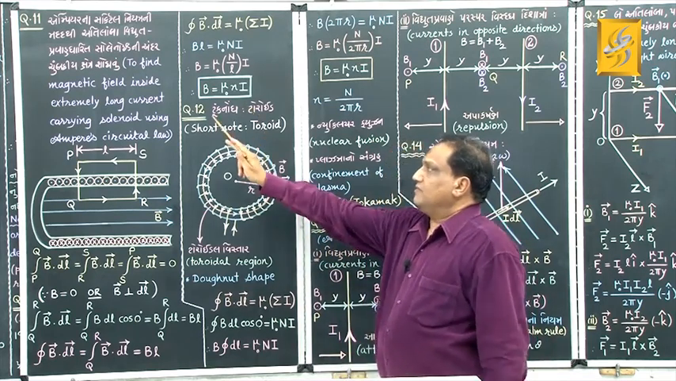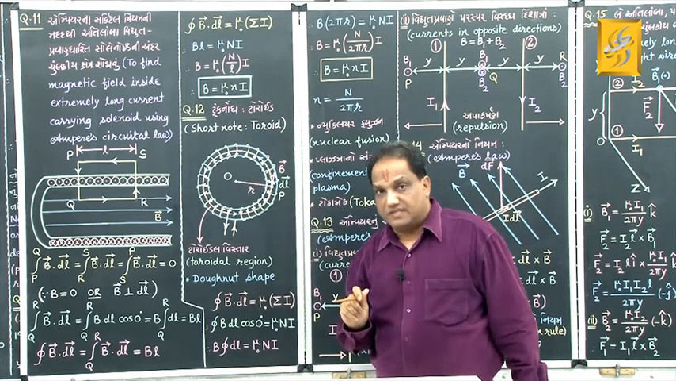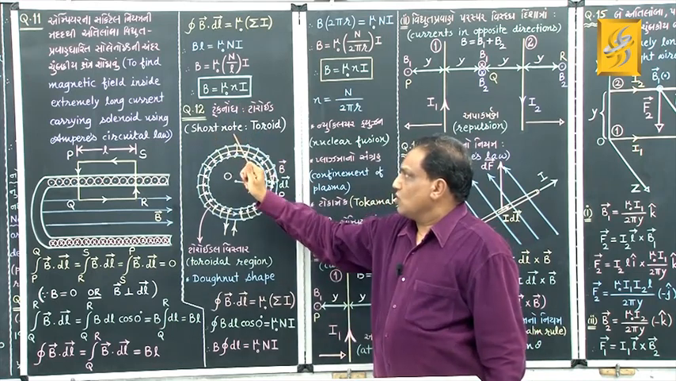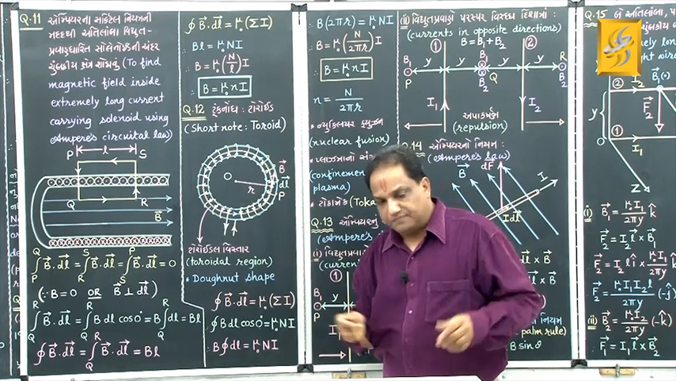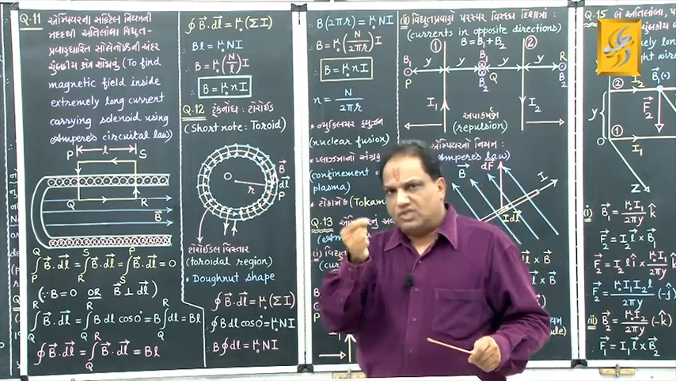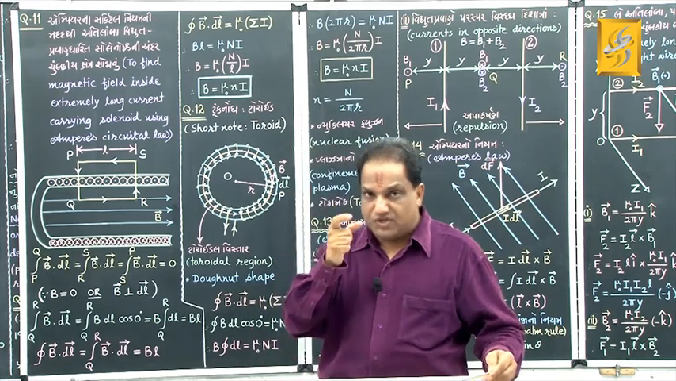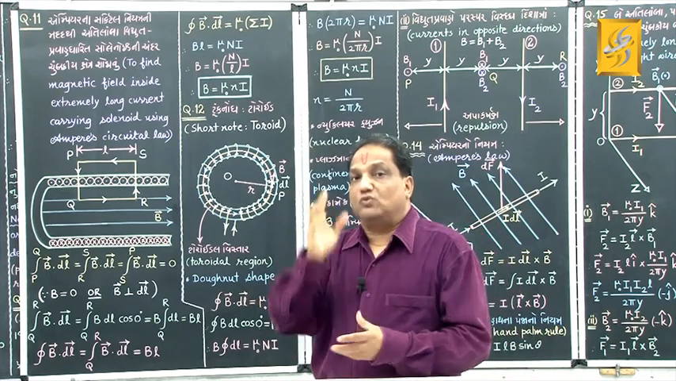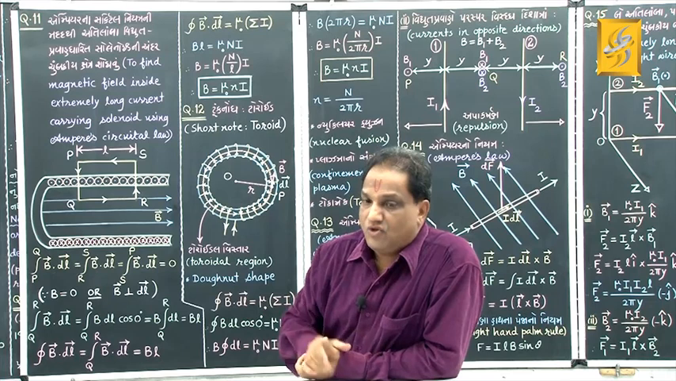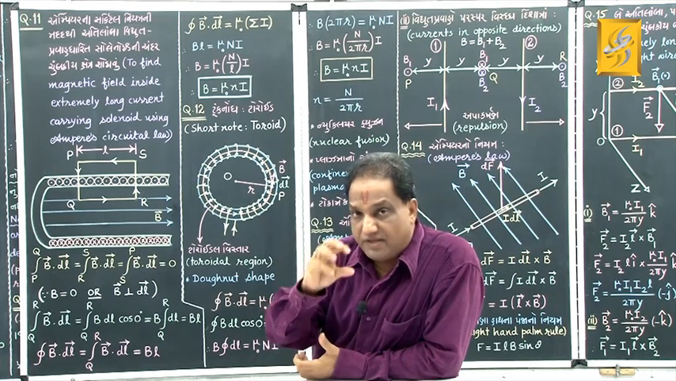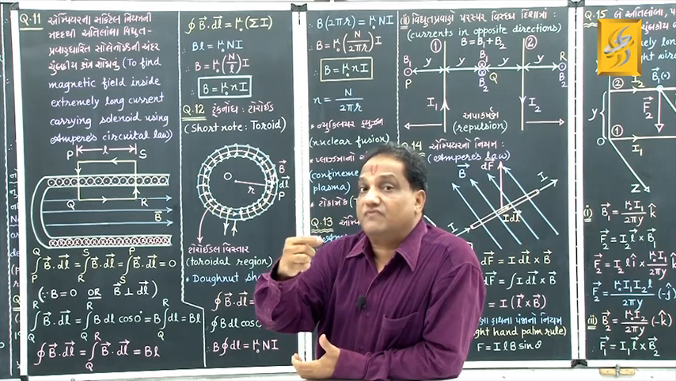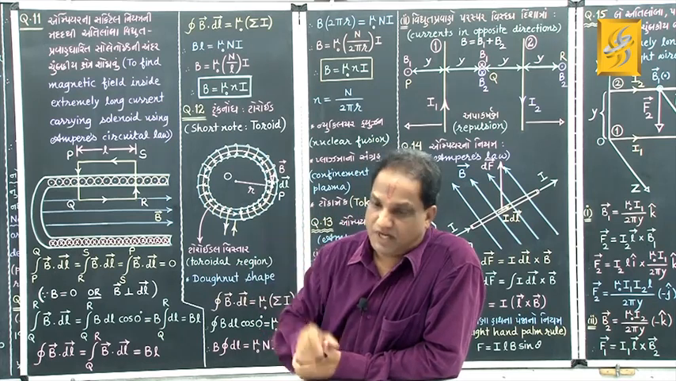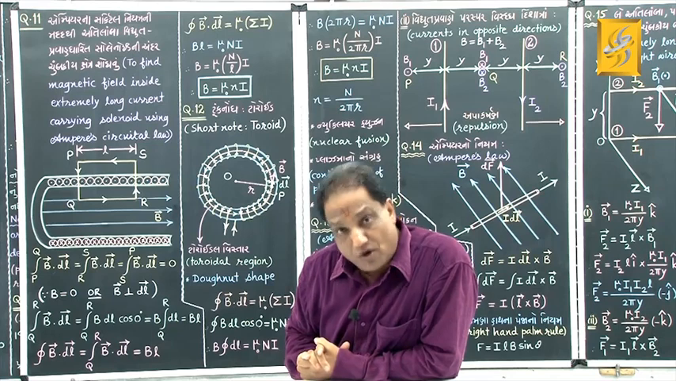We now go for next question number 12. It is about a short note on toroid. What is a toroid? A toroid is a special device in which when we pass current through the winding of that device, we get magnetic field in a confined region having magnetic field lines which are circular. That sort of device is called a toroid.